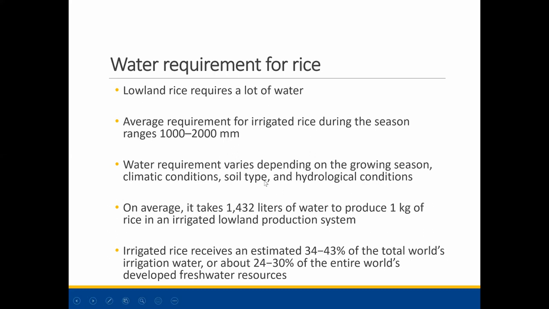Since most rice is cultivated under lowland systems, under flooded conditions, water plays a huge role. The requirement plays a huge role, but it varies depending on several factors, such as growing seasons, climatic conditions, soil type, and hydrological conditions in the place where you cultivate this rice.